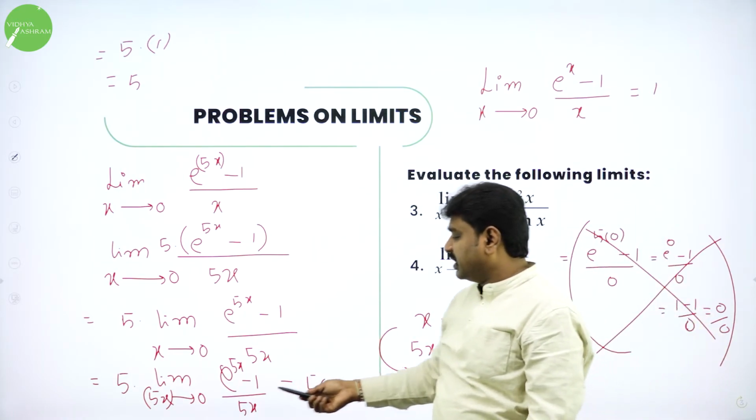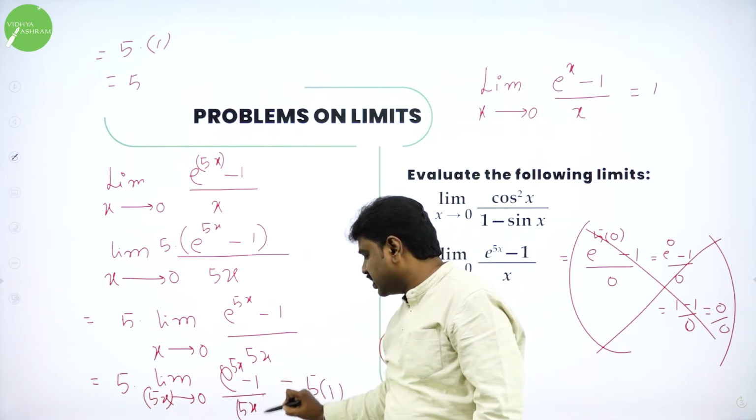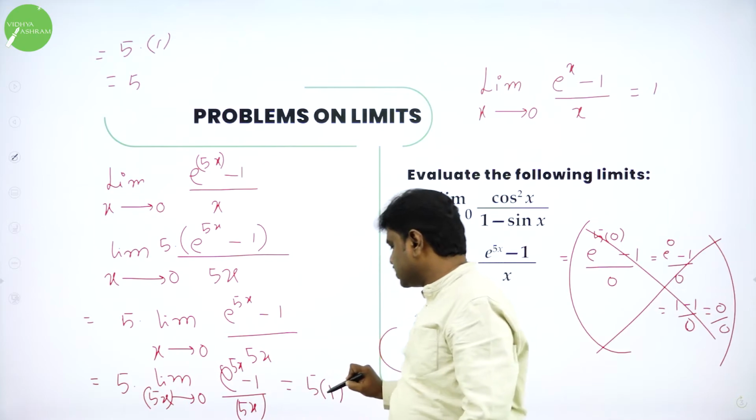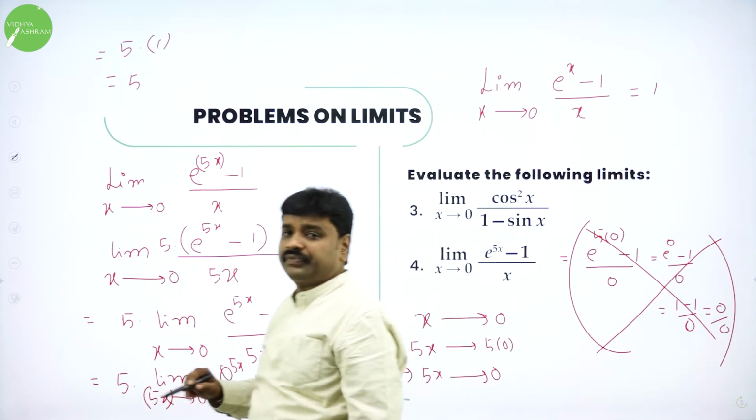So we have limit 5x tends to 0, e power 5x minus 1 by 5x. If these three are the same, this and the power and this, the answer is 1. This whole thing becomes 1, but outside we have 5. 5 into 1 is 5.